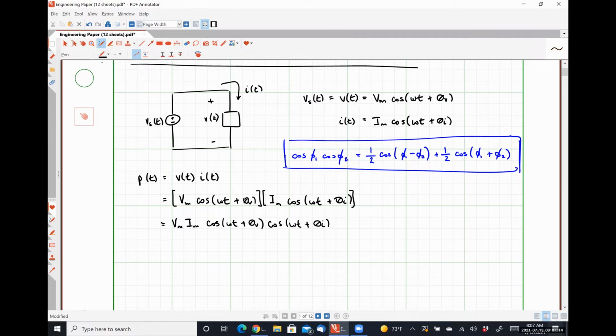So I'm going to have a 1/2 out front. Obviously, I'm scaling this identity that I'm using by a factor of Vm times Im because there's a constant out in front. So that constant would just be applied to both portions. So I'll have 1/2 Vm Im cosine. So when we have omega t plus theta v, that quantity, minus omega t plus theta I, all that's left is just theta v minus theta I, right? The omega t's cancel each other out.